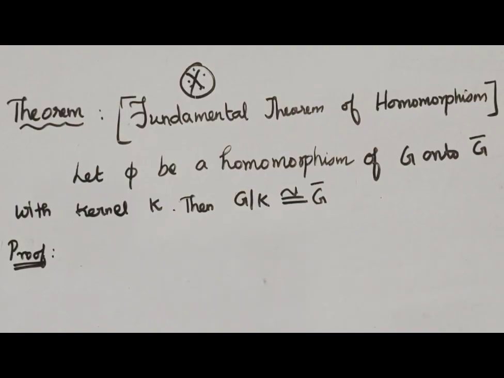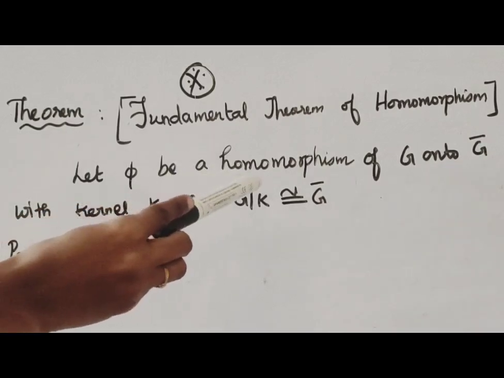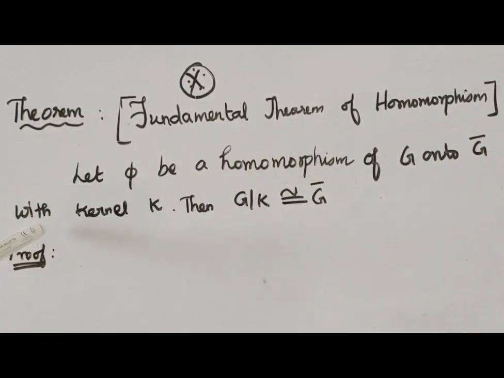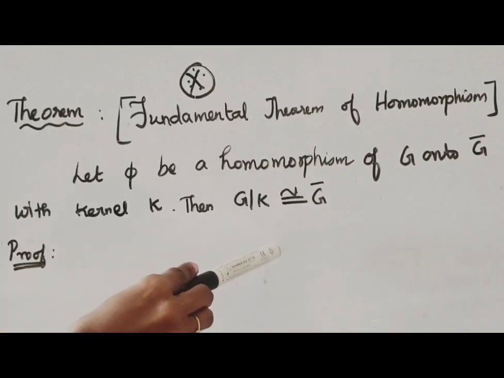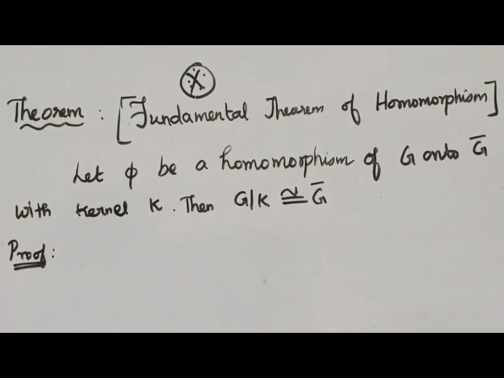In this video, we are going to discuss a very important theorem in this topic, that is the fundamental theorem of homomorphism. The statement is, let phi be a homomorphism of G onto G bar with the kernel K, then G over K is isomorphic to G bar.